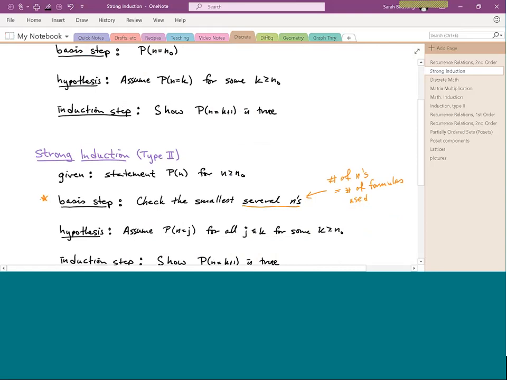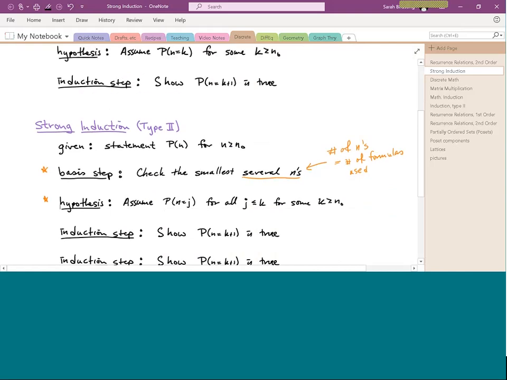The other thing that changes is the hypothesis step. And I'm not going to lie, the way I wrote this hypothesis step, while 100% accurate, and you'll see it written like this all the time, can make your eyes cross the first time you see it. So here's the official way you write it. You assume that your statement works when n equals j, for all j that are less than your arbitrarily chosen k that we've had in the past. Now, here's what that actually means.